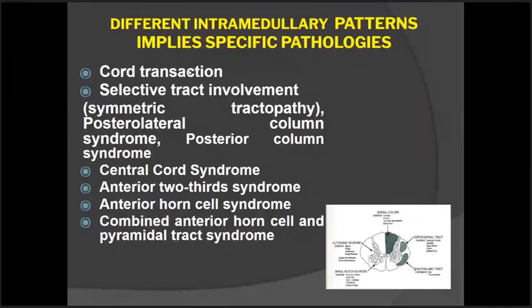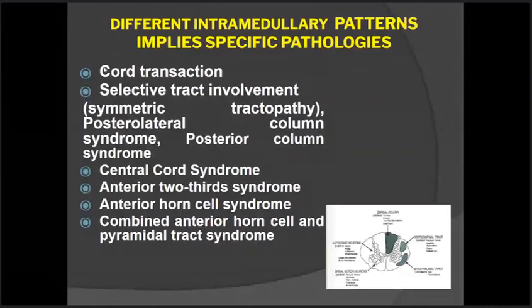Cord transection means bilateral involvement. Bilateral doesn't mean symmetrical. Cord transection means bilateral involvement; it doesn't mean symmetrical, and it doesn't mean all parts of the spinal cord are involved, but it means there is bilateral involvement.